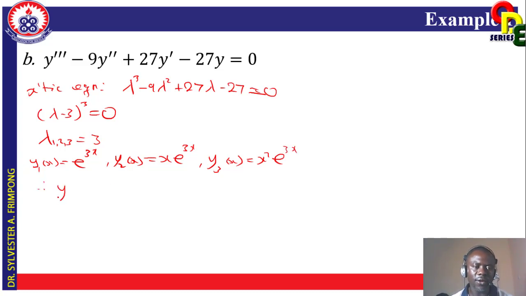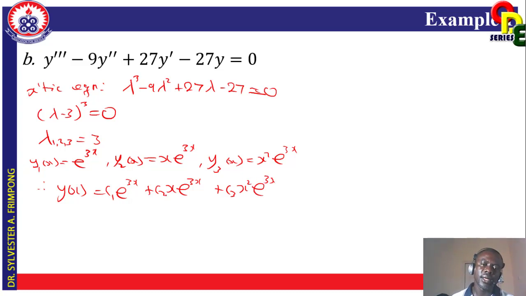Therefore, y of x is c1 e raised to the power 3x plus c2 x e raised to the power 3x plus c3 x squared e raised to the power 3x. Now we can see where this is coming from when we get to reduction of order. Once we know one of the solutions, you can use reduction of order to reduce the equation to get the other solution. That's why you see this trend coming in.